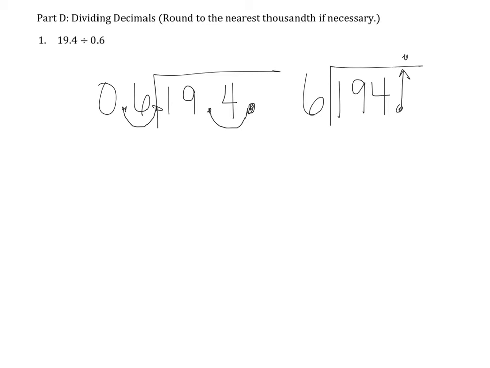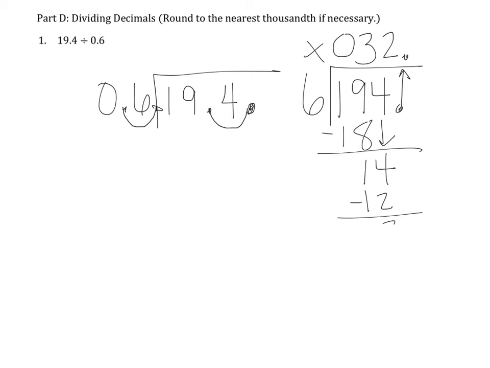6 cannot go into 1, but it can go into 19 3 times. 3 times 6 is 18. We'll subtract and get 1. Next, we'll bring down our 4. 6 goes into 14 2 times. 2 times 6 is 12. We'll subtract and get 2. Since we have a decimal right here, we can go ahead and add as many zeros after that as we want. So we'll add a 0 and bring it down.